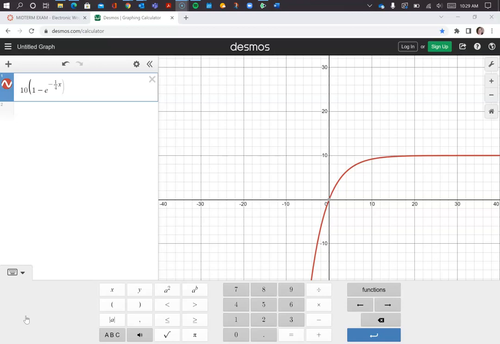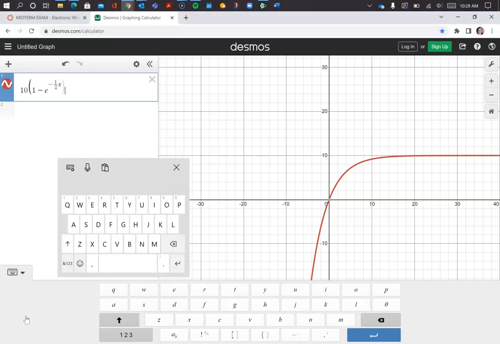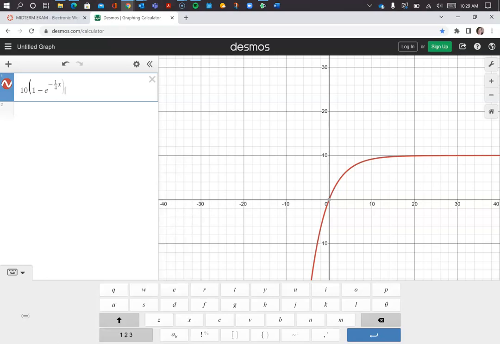E worked by doing the ABC here, and E is a number, it's not a variable, but it is 2.7189, and so on and so forth. So that one worked for this. It recognized that as E. So now we can go back to the other part of the problem.